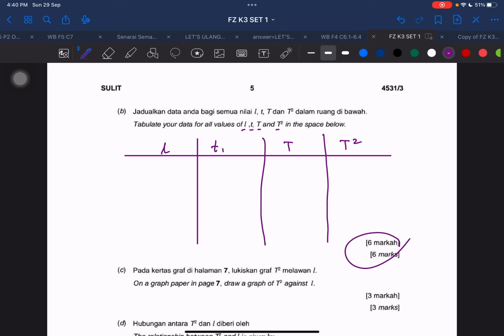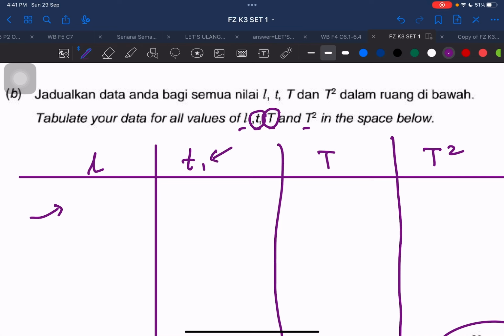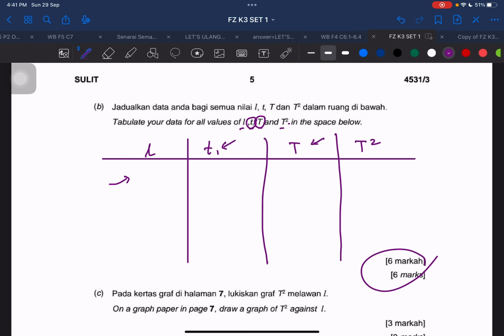So the value of L, just copy here. And then the value of T1 is what you get from your experiment. It should be 2 decimal places, stopwatch, 2 decimal places. And then T will follow the same decimal places as this reading, and T square will be the same decimal places as this reading. Don't forget the unit. L will be centimeter, T is second, here also second, but T square will be second square. Okay, so I show you the marking scheme.